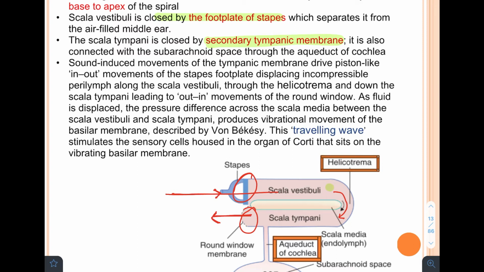This travelling wave stimulates the sensory cells which are housed in the organ of Corti that sits on the vibrating basilar membrane.